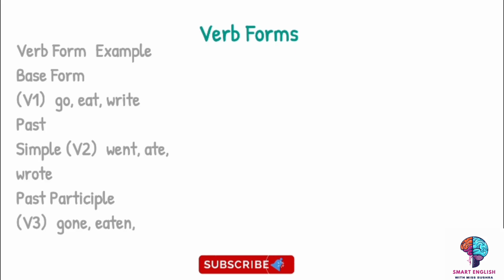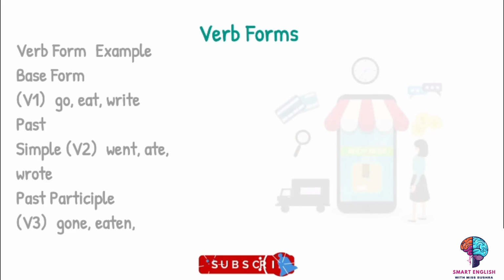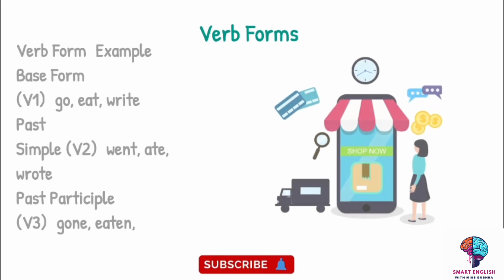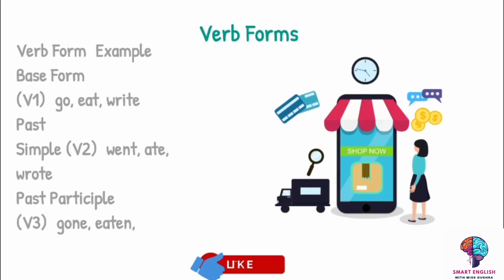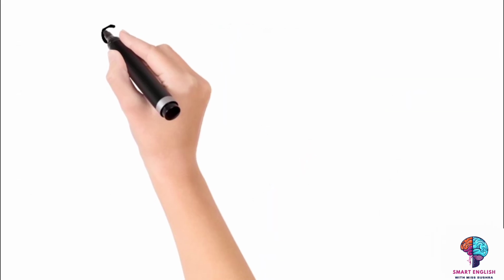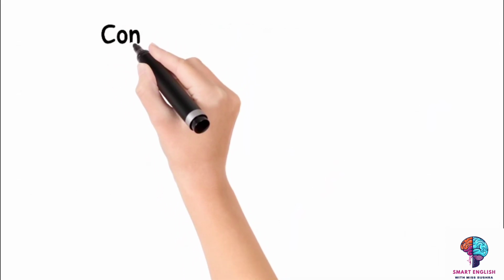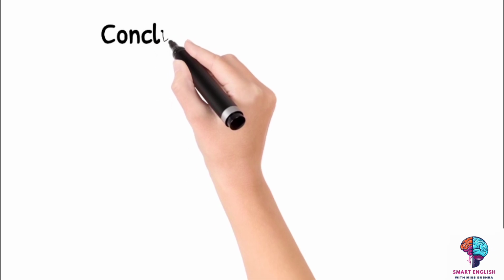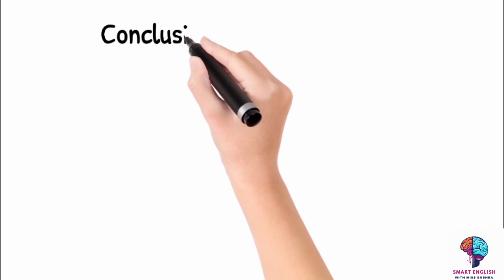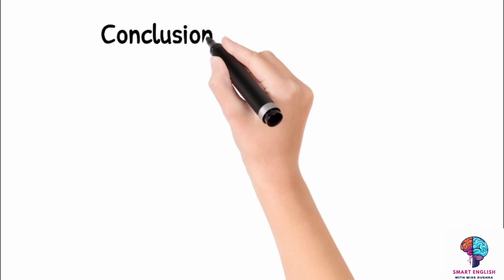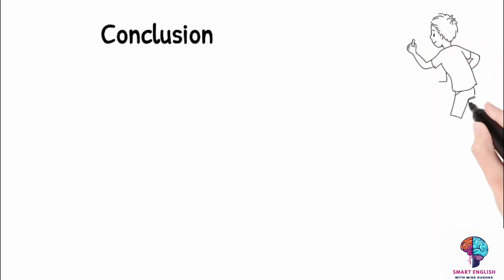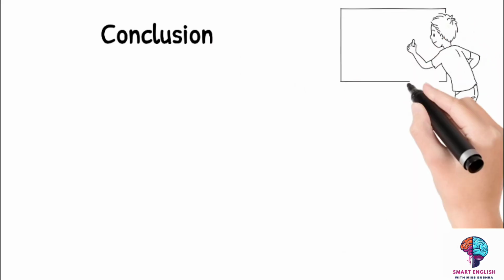Now we are going to talk about the forms of verbs, as there are four forms of verbs: first, second, third, and fourth. Forms of verbs basically teach us the tense. As I told you, I'll be uploading a proper lesson in which I'll explain all the 12 tenses of English grammar.